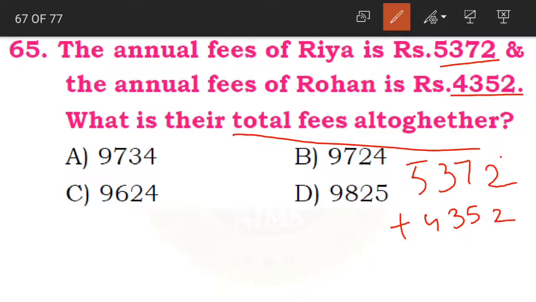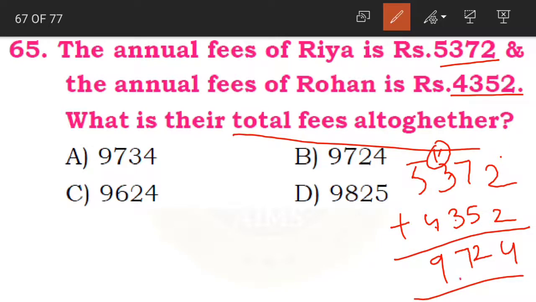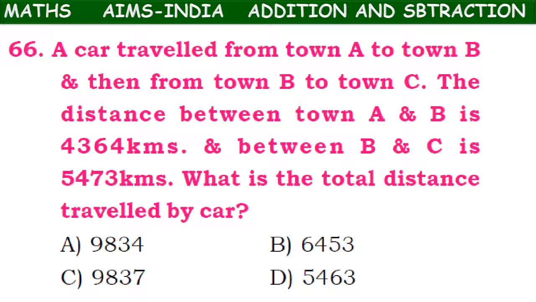5,372 plus 4,352. 2 plus 2 is 4. 7 plus 5 is 12. 2 here, 1 carried. Yes children. Now 3 plus 1 is 4. 4 plus 3 is 7. 5 plus 4 is 9. What is the correct answer? 9,724. That is option number B. Clear? Now moving on to question number 66.